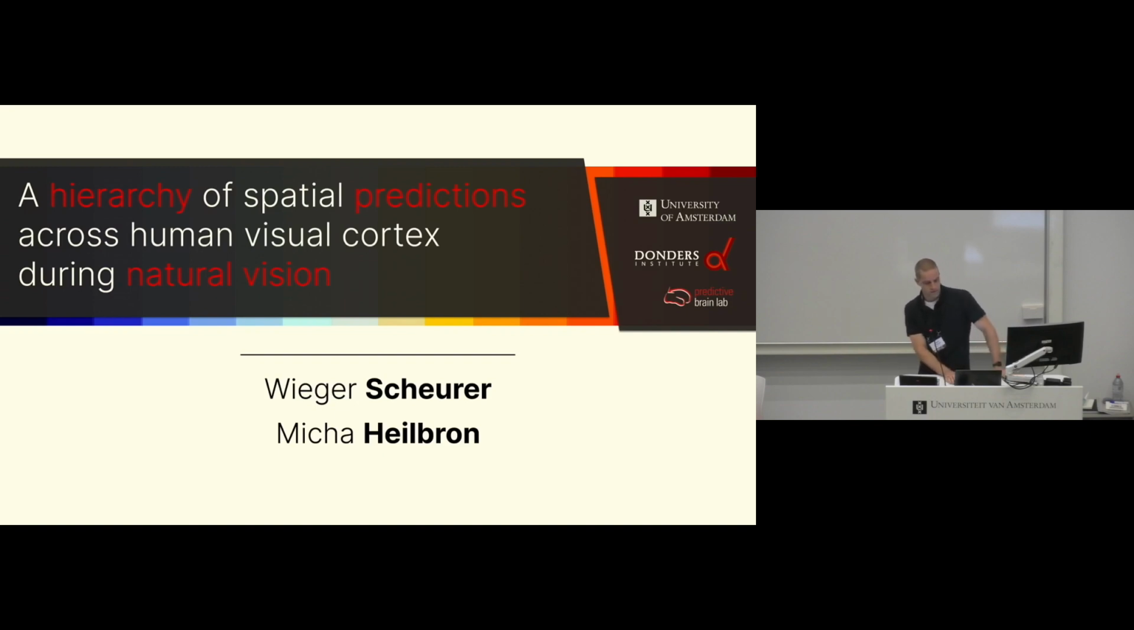My name is Wieger. I'm a PhD student at the Donders Institute where I work with Floris de Lange and Micha Heilbron. And it's an honor for me to be able to present some of my work here. I will be talking about a project that I've done together with Micha. And we decided to name it a hierarchy of spatial predictions across human visual cortex during natural vision.